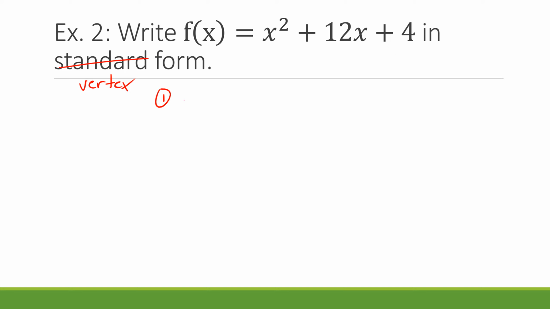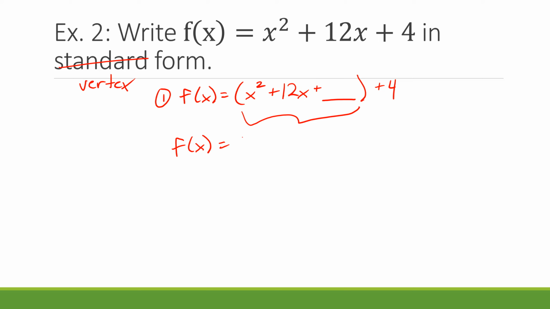So for my first step, I need to set 4 to the side and just worry about getting a perfect square trinomial. So I'm setting 4 to the side. I need to get a perfect square trinomial. I need this to factor to x plus or minus something and x plus or minus something. In our second step, we have to decide what that something is. What's going to add to 12 that is the same? Well, obviously 6 and 6. 6 plus 6 is 12.